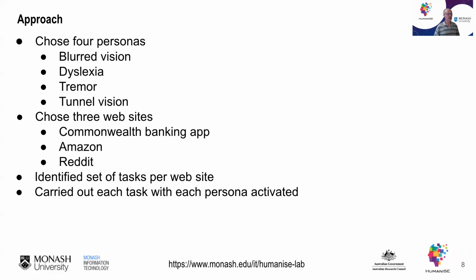We chose 3 websites, the Commonwealth Banking website, the Amazon product search and buying website, and the Reddit textual conversation discussion Q&A community board website. Chose these to give a range of quite different website applications, a banking or finance one, an online shopping one, and an education community discussion information board.